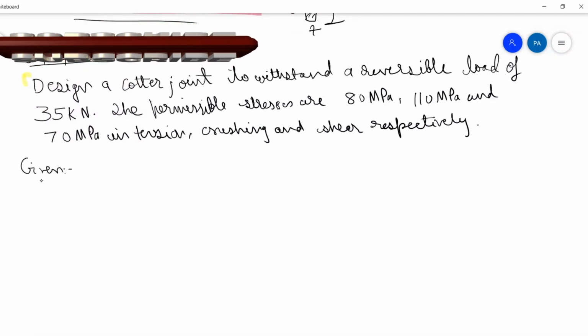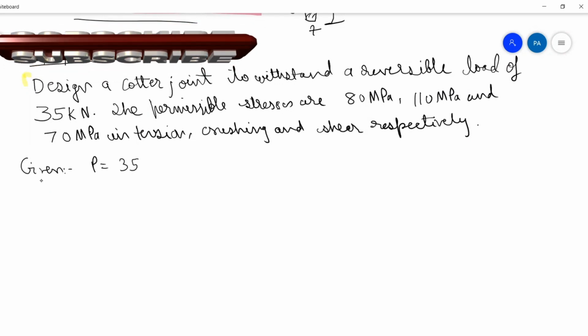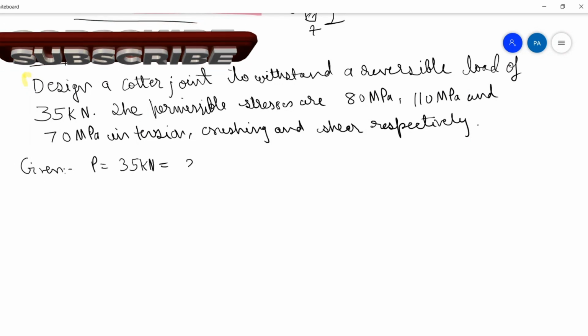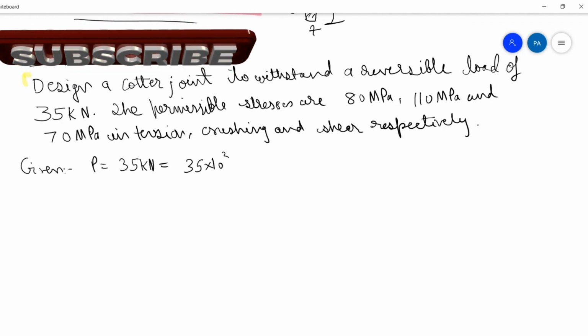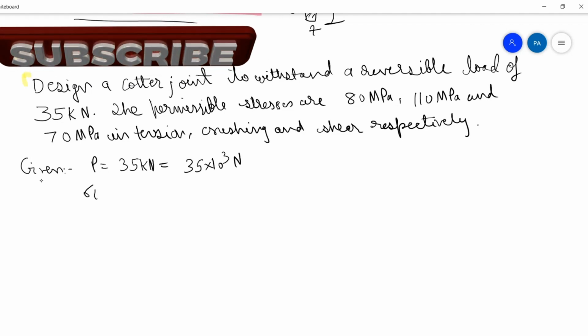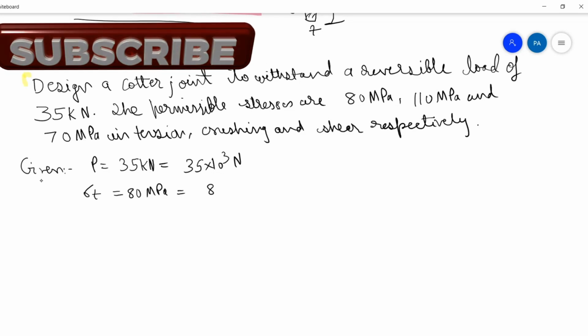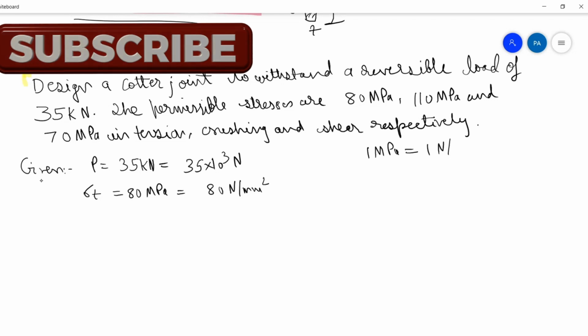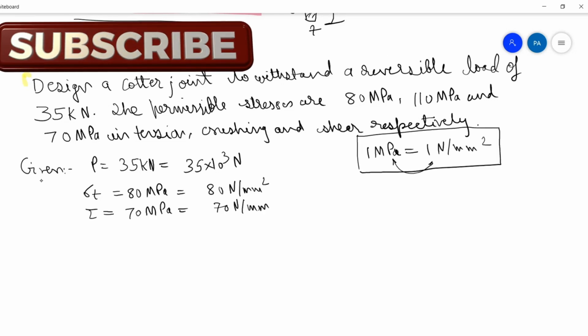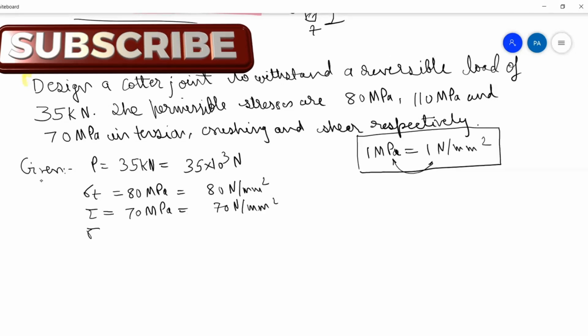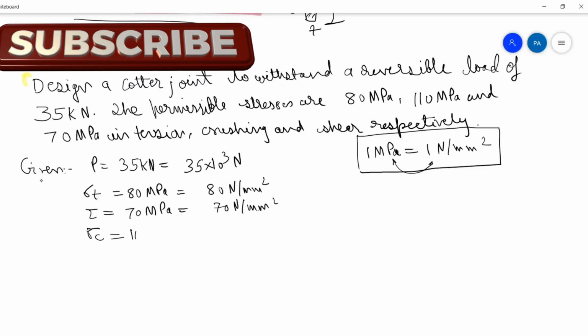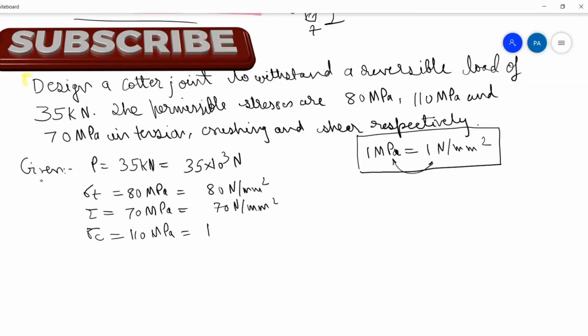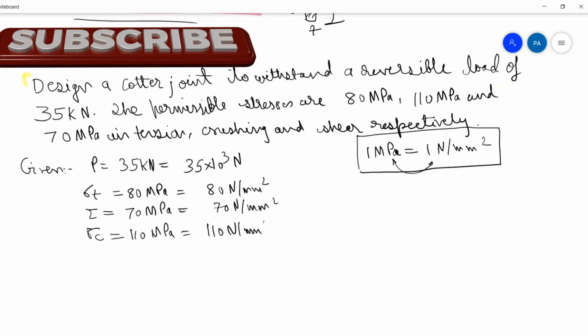Given P equal to 35 kilonewton can be written as 35 into 10 raised to 3 Newton. Then sigma t equal to 80 MPa. So 80 MPa is 80 Newton per millimeter square. 1 MPa is equal to 1 Newton per millimeter square, and sigma c is given as 110 MPa equal to 110 Newton per millimeter square.